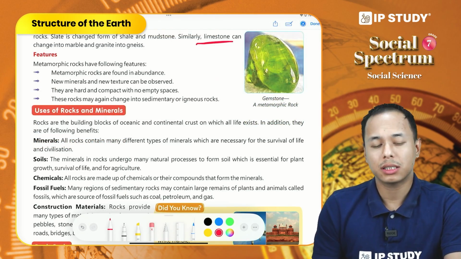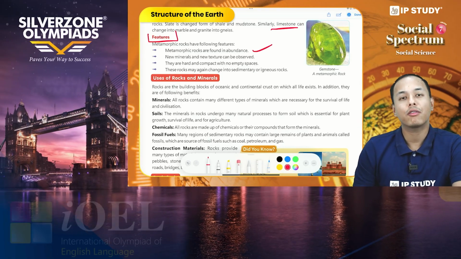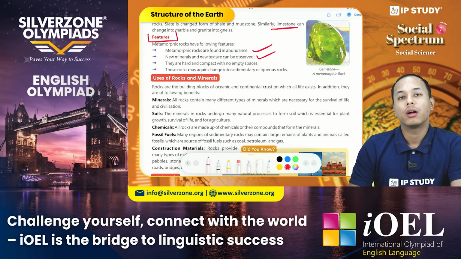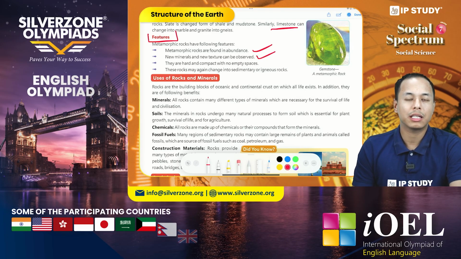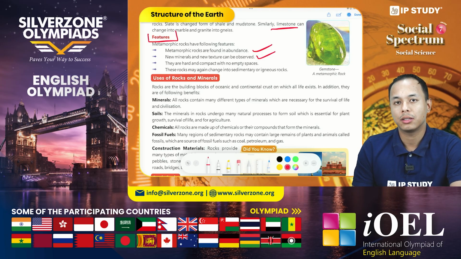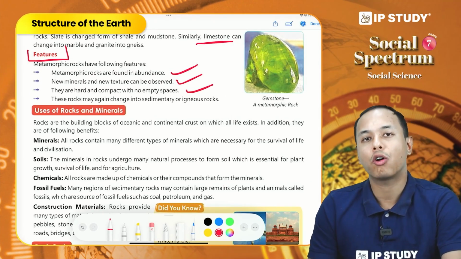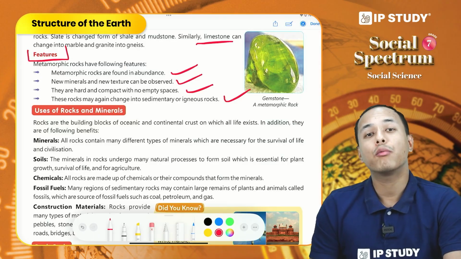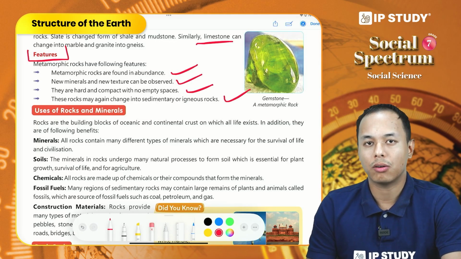So now let us discuss the features of metamorphic rocks. Firstly, they are found in abundance, that means they are a common type of rock. Secondly, new minerals or texture can be observed in metamorphic rock. That means the original texture or mineral composition has changed during the process of metamorphism. Thirdly, they are hard, compact with no empty spaces. And lastly, metamorphic rock can again change into igneous or sedimentary rocks.